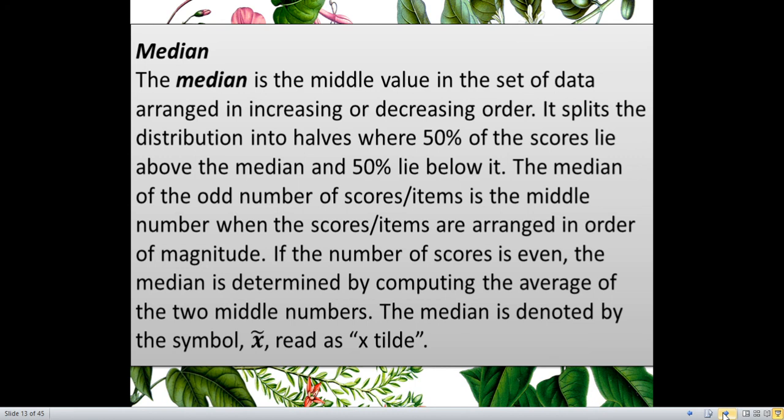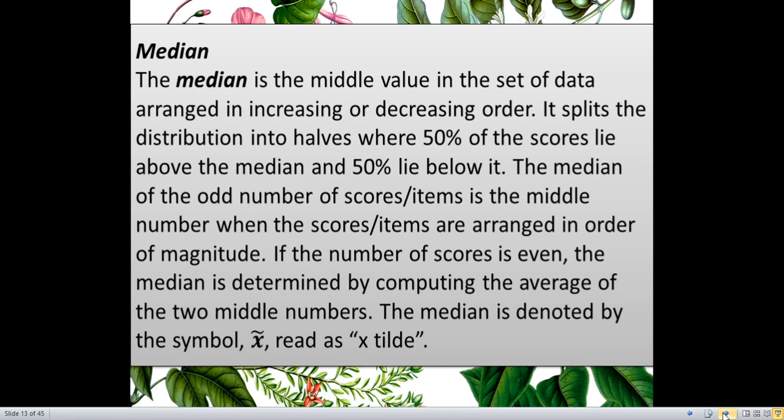So the median of the odd number of scores or items is the middle number. But you need to arrange the scores in order of magnitude. When we say in order of magnitude, again, it should be in increasing or decreasing order. But if the number of scores is even, the median is determined by computing the average of the two middle numbers. So before you find out the two middle numbers, you still need to arrange it.